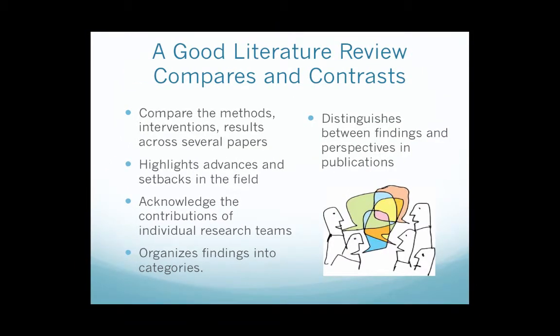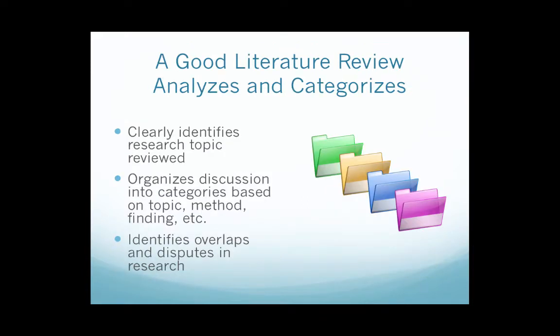A good literature review compares the methods, interventions, and results across several papers. It highlights relevant advances and setbacks in the field. It acknowledges the contributions of past and contemporary research teams working on similar research. It organizes findings into categories to make it easier for your reader to comprehend, and it distinguishes between findings and perspectives across publications. A good literature review analyzes the publications and organizes them into those categories.